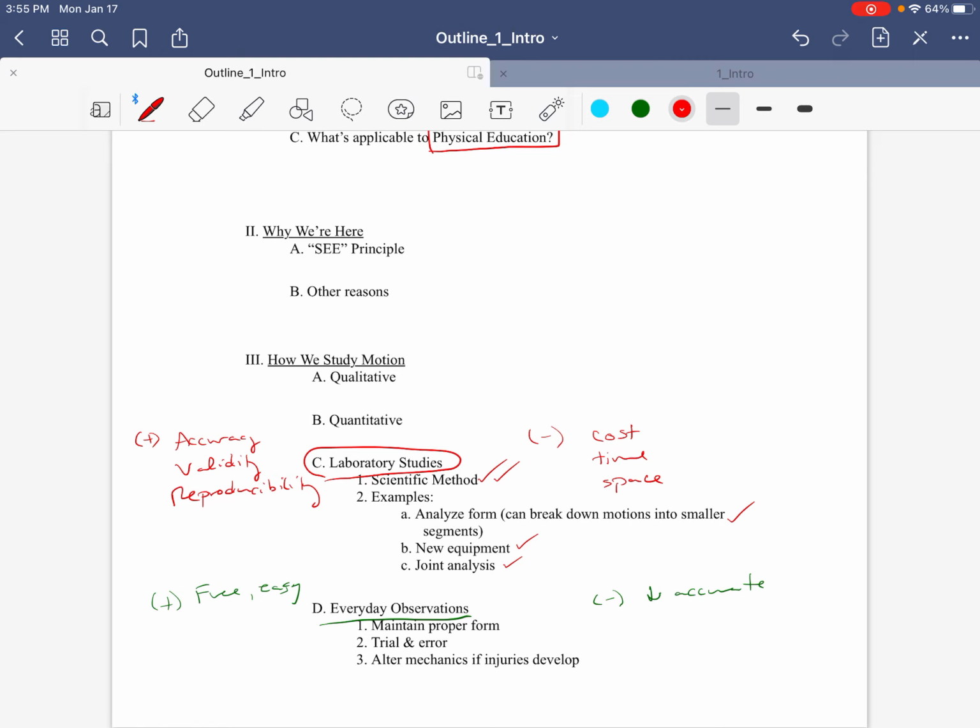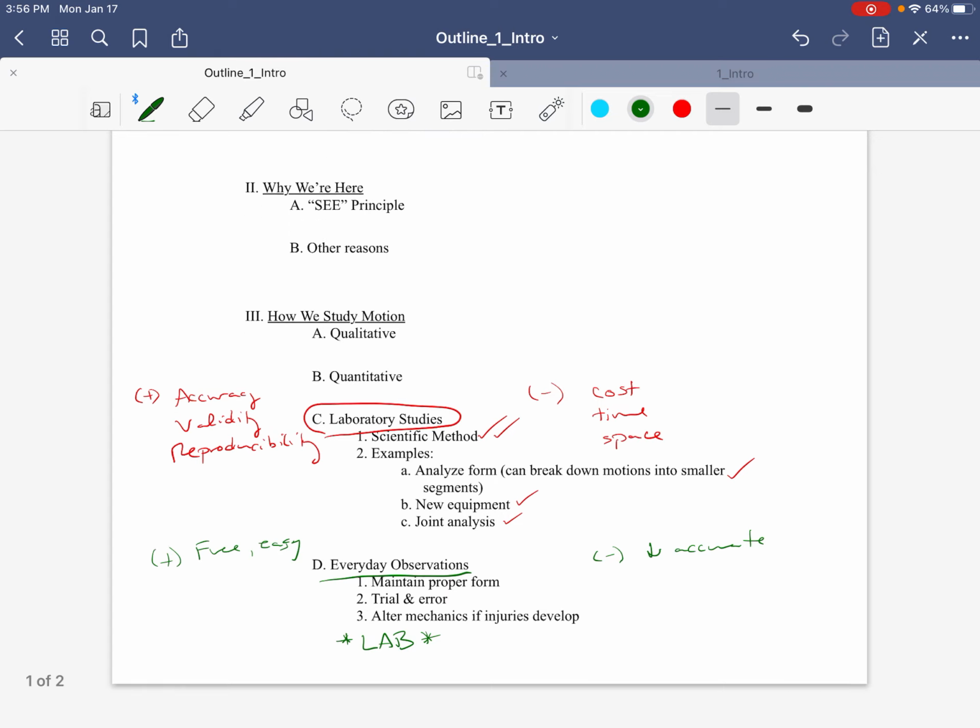But we could also do everyday observations. And we're actually going to be doing a lot of these everyday observations in our lab this semester. We are restricted in the time that we have and the resources that we have. There's really no way you can do a scientific study in an hour and a half or 2 hours. So we're going to be doing some everyday observations that will incorporate some quantitative assessment. And sometimes this has a place. So we'll be talking about ways in which someone can maintain the proper form. Sometimes trial and error is utilized.